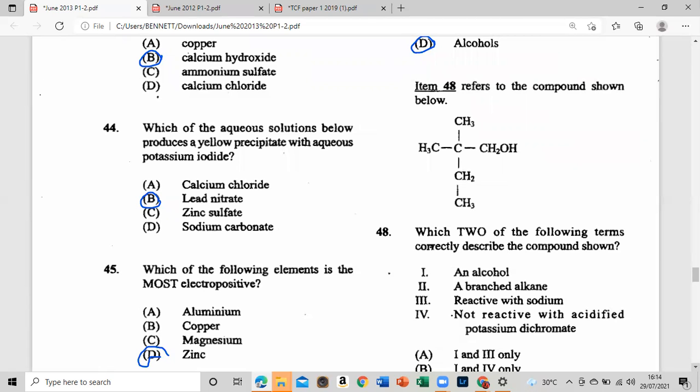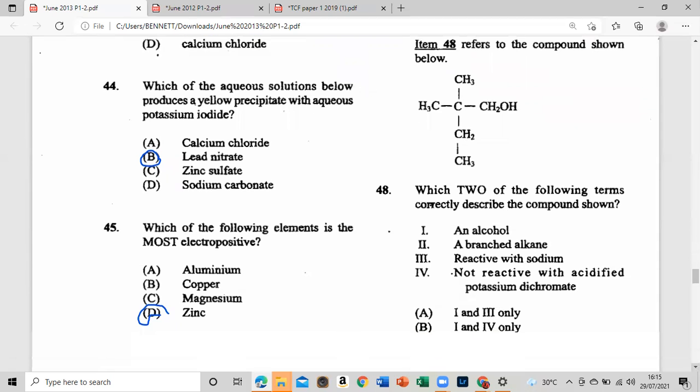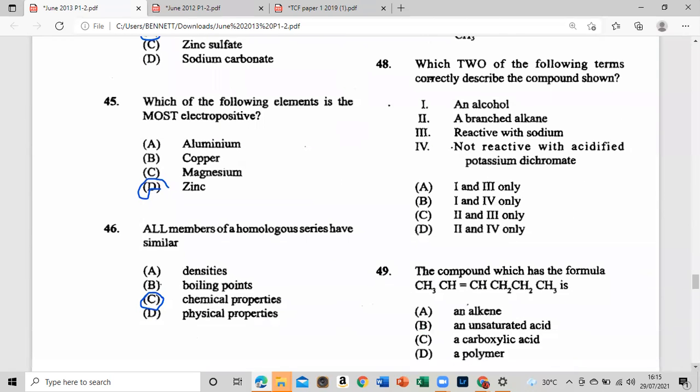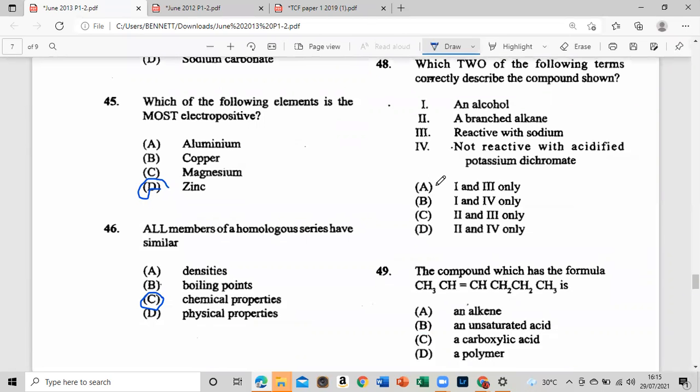Alright, guys. So 45, which of the following? Oh, we're at 48 rather. And you have to pick out the answer. Let's scroll down now. And that will be A, 1 and 3.